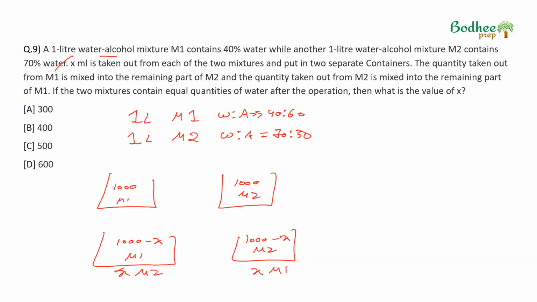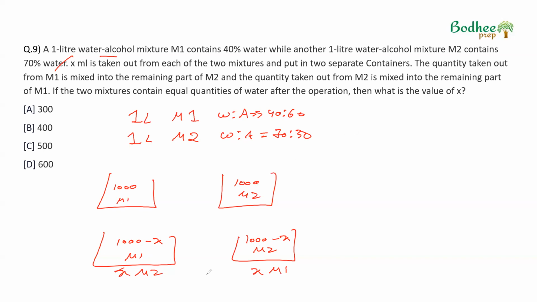If two mixtures contain equal quantities of water after the operation, since the volume of both the mixtures is the same, and it says the quantity of water is the same, the percentage should also be the same. You have to find the value of X.